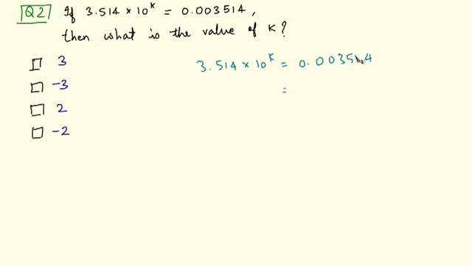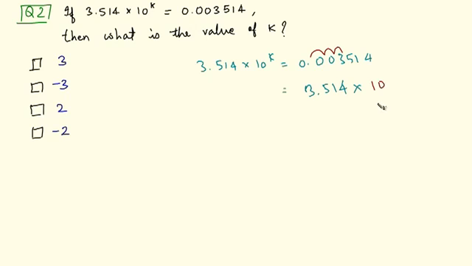So we can write 0.003514 as 3.514 into, we have shifted the decimal point to the right, and the number of places we have shifted is 1, 2 and 3. So we have shifted the decimal point 3 places to the right, and because we have shifted it to the right, we would have to divide it by the equivalent power of 10, and that equivalent power of 10 would come out as 10 raised to minus 3.